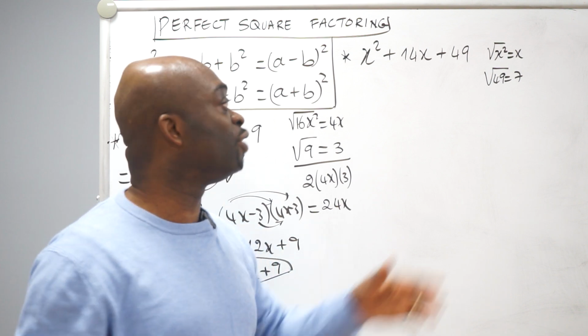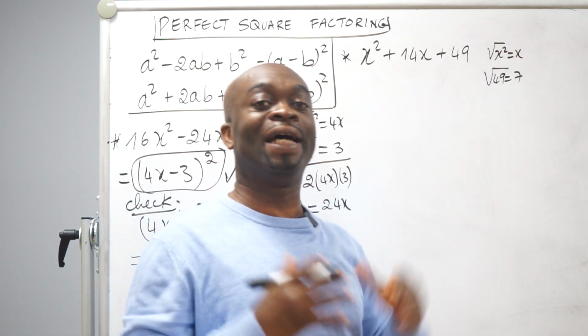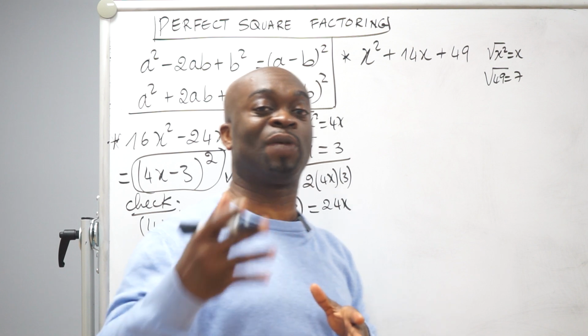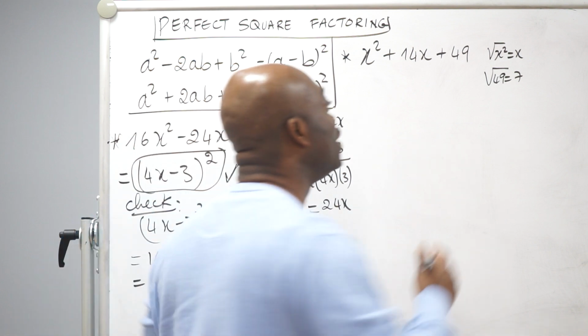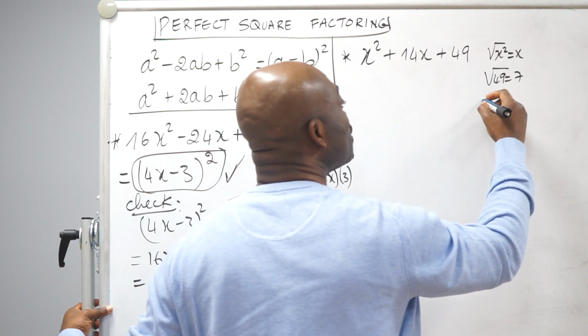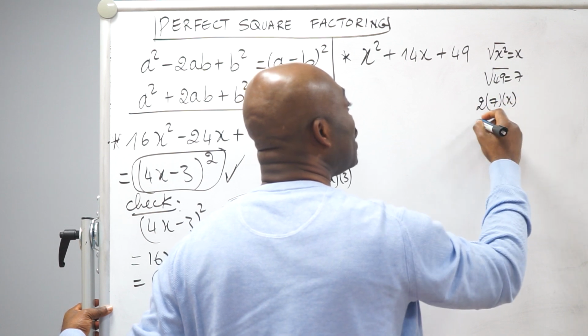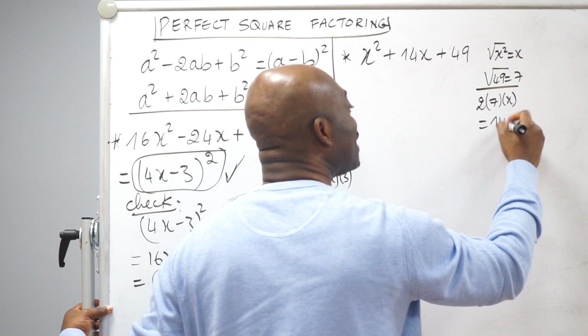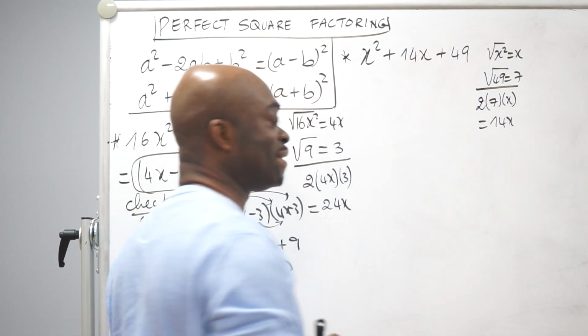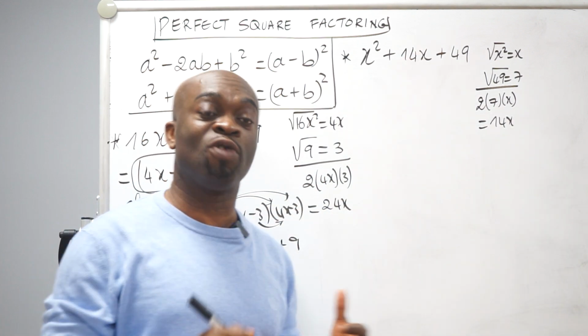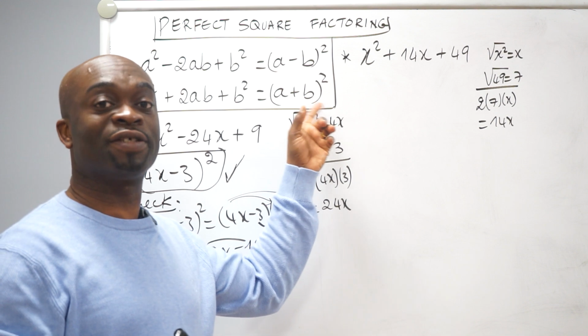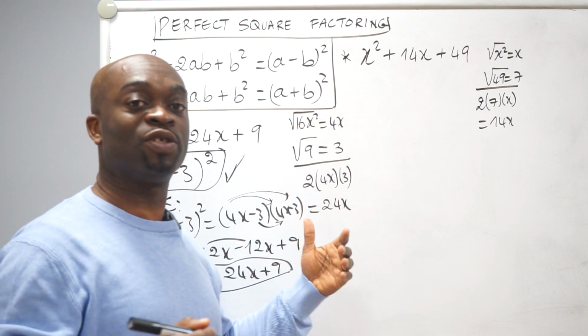And then after that, you can multiply the two of them, and whatever you get as an answer, you multiply that answer by 2. So you're doing 2 times 7 times x, which is going to give you 14x. Do you have 14x here? Yes. So that means that you are correct. You can use this solution format to get your answer.